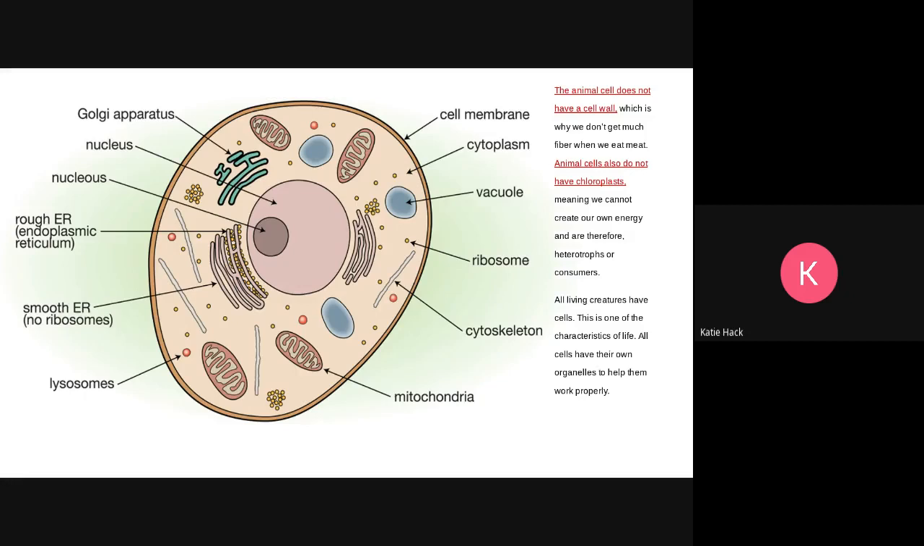Meaning we cannot create our own energy, and therefore we are heterotrophs or consumers. So because we have no chloroplasts and cannot create our own energy, we are heterotrophs. We must consume other things to create our energy.